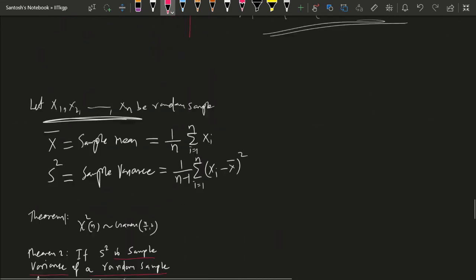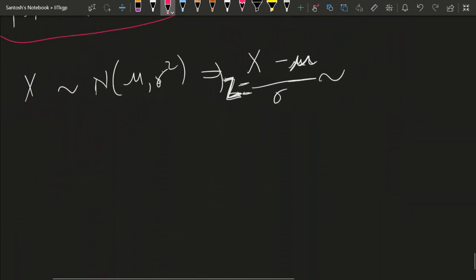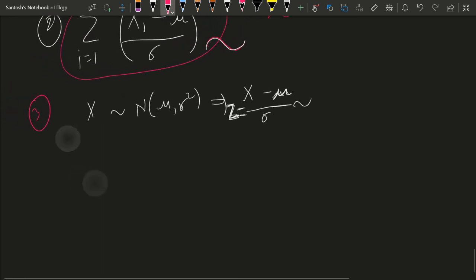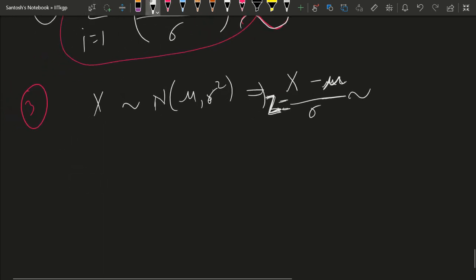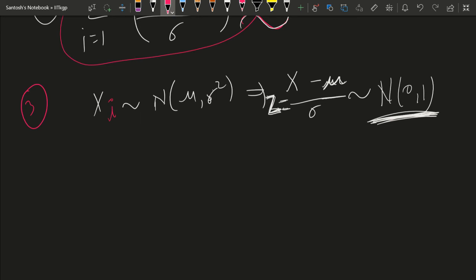So here I am telling you, x is normal mu sigma square. So what will be the distribution of x minus mu upon sigma? This will be normal 0 1, standard normal. We call it a standard normal distribution. So if xi is normal mu sigma square, then xi minus mu upon sigma will have normal 0 1.